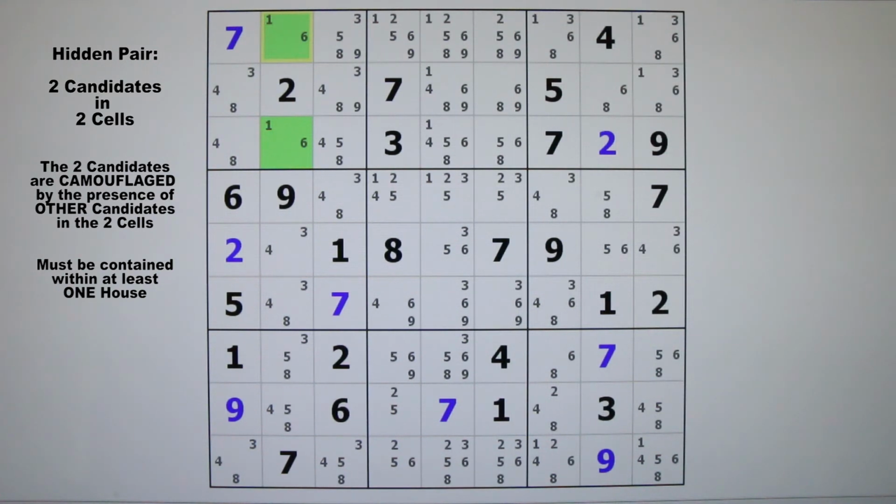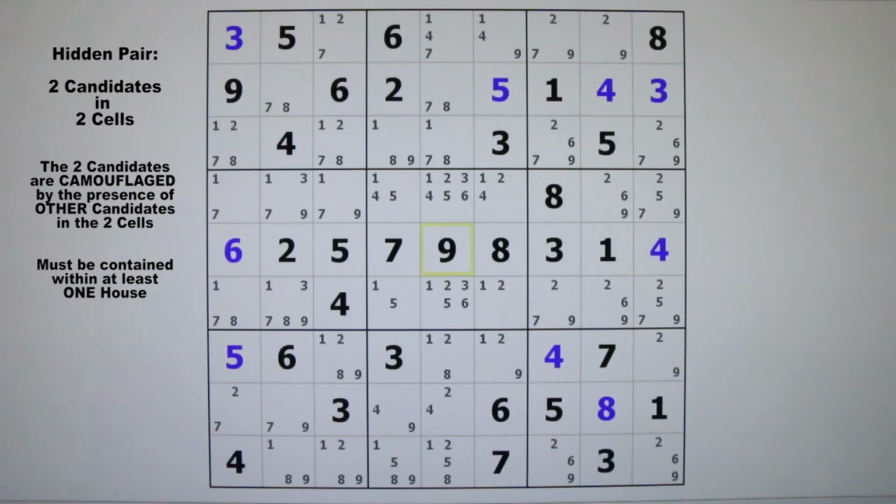Okay, the next one. In column 5, we see that there are two candidate 3s and two candidate 6s that lie in the same two cells. They're here and here. So the solutions to those two cells must be the 6 and the 3 because they don't lie anywhere else in that column or the block. So we can eliminate the other candidates from those two cells, which are the 1, 2, 4, and 5, and the 1, 2, and the 5, leaving the naked pair.